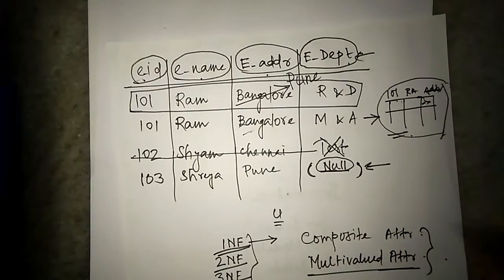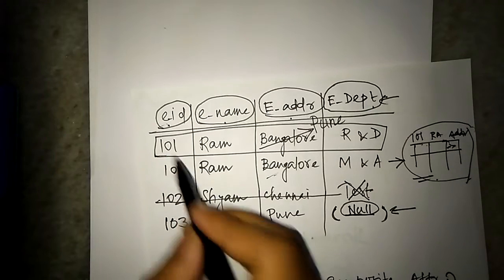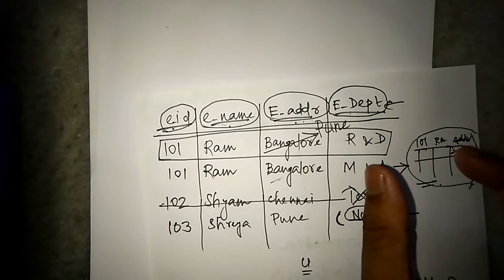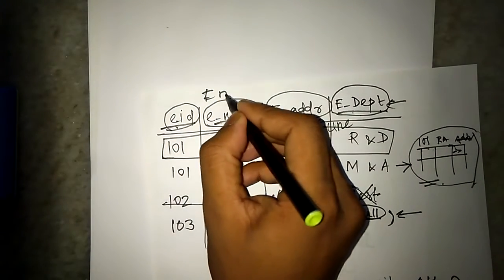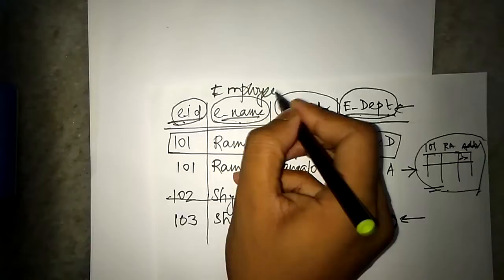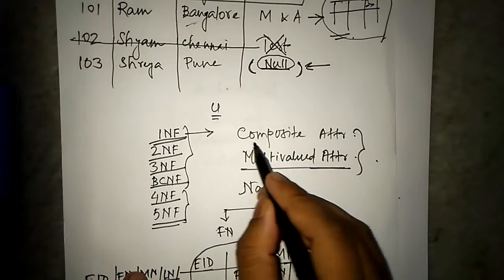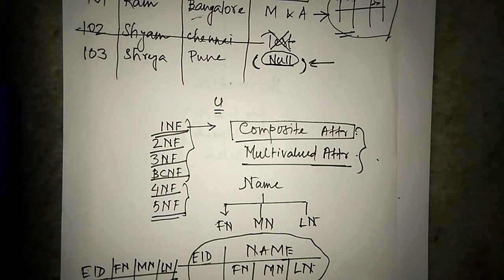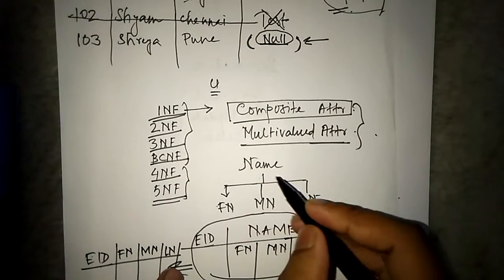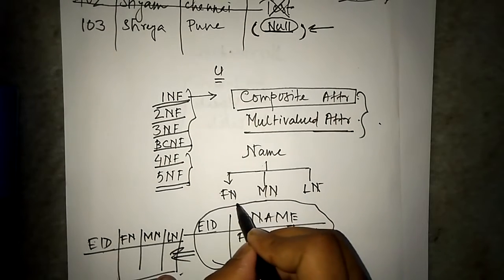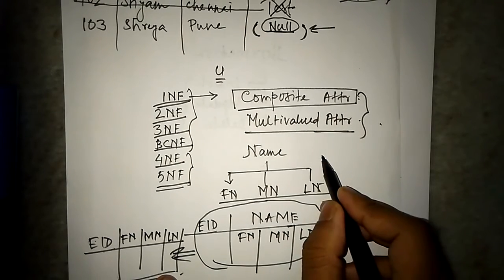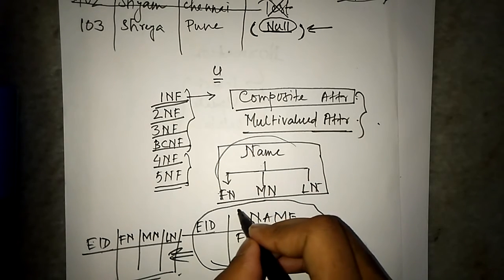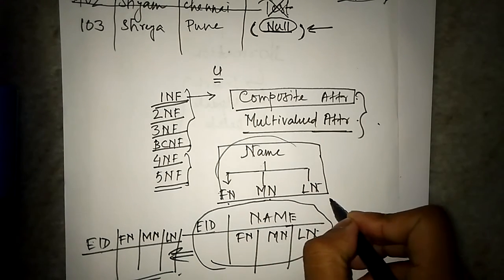What is an attribute? An attribute is the characteristic of a tuple, that is, employee ID, employee name, employee address, and employee department are the attributes of the table employee. Okay. And what is a composite attribute? A composite attribute is an attribute which is made of more than one attribute, that is name. Name is a composite attribute because it contains first name, middle name, and last name.